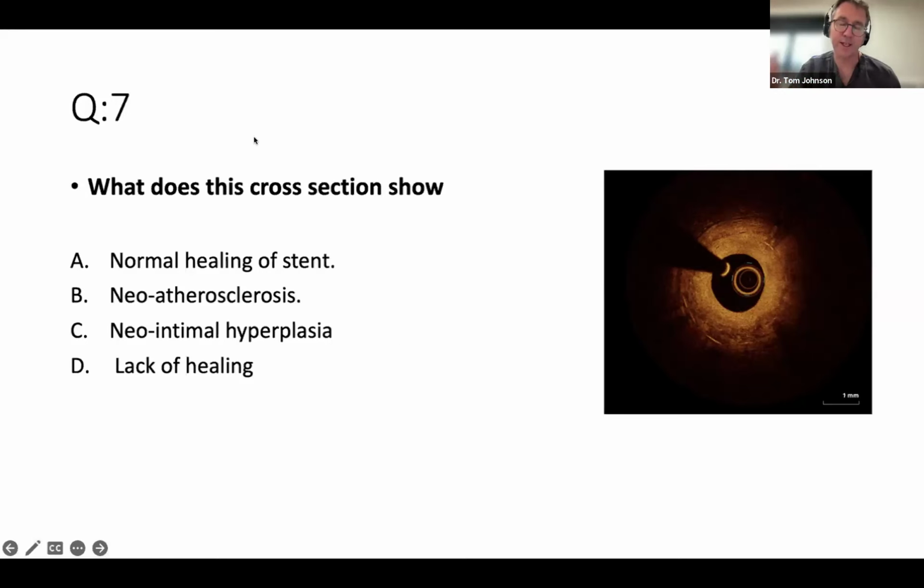And it is somewhat academic, so I wouldn't get too lost in those interpretations. The important thing in the setting of in-stent restenosis or stent failure is the use of the imaging to define the mode of failure. Why has this stent failed? And I think that's what's so important, is actually identifying that.